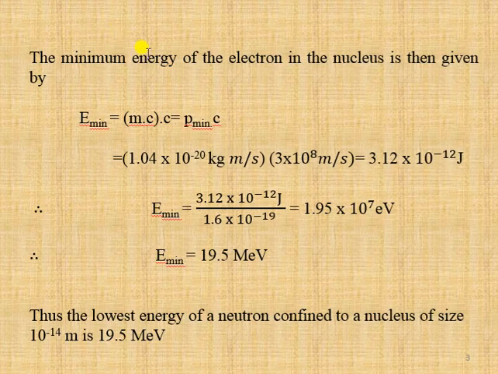Now we have to find out minimum energy of the neutron. For that formula, E minimum is equal to momentum into velocity. That is P minimum into velocity. It is equal to 1.04 into 10 raised to minus 20 kg meter per second into 3 into 10 raised to 8 meter per second. That is equal to 3.12 into 10 raised to minus 12 joule.